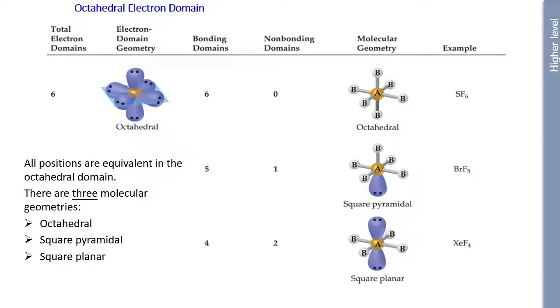In terms of octahedral electron domains, that's 6 electron domains in total. If you have 6 bonding domains and no non-bonding domains, you get a standard octahedral arrangement. SF6 is the classic example. If you end up with 1 non-bonding domain, you end up with a square pyramidal shape, because you want the maximum reduction of repulsion from that non-bonding domain. And if you have 2 non-bonding domains and 4 bonding domains, you end up with a square planar shape like xenon tetrafluoride, because you want these 2 non-bonding electron domains as far apart as possible.